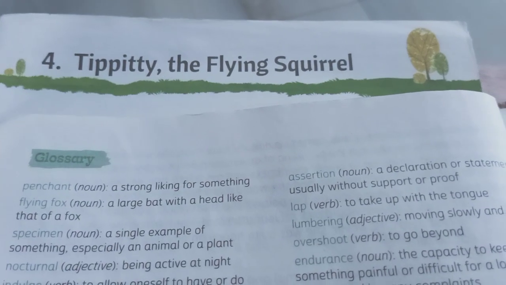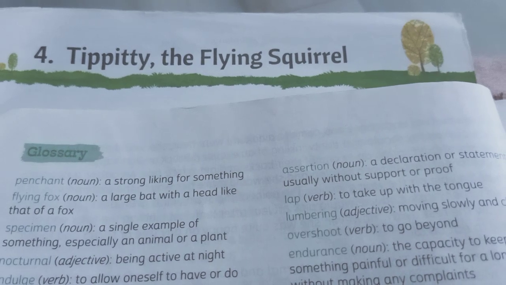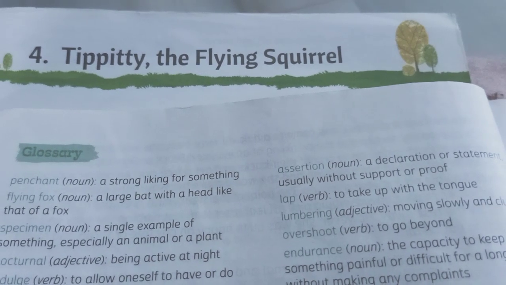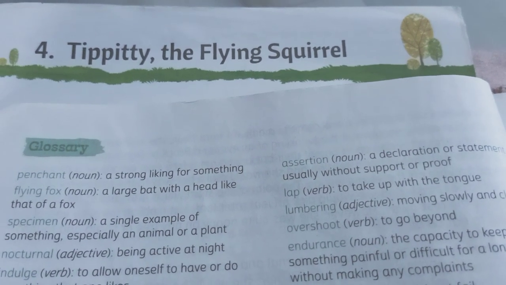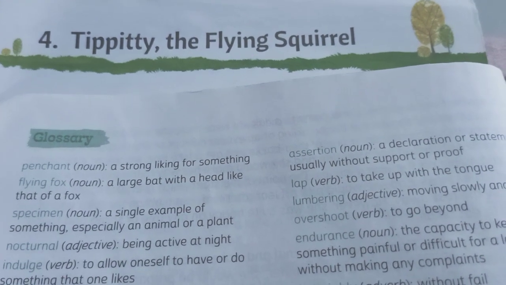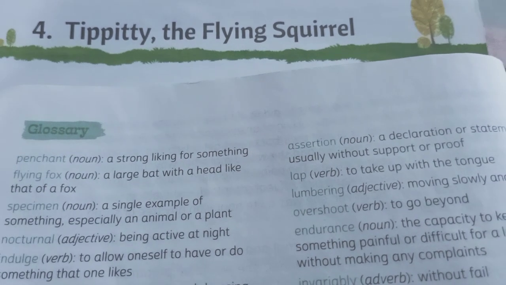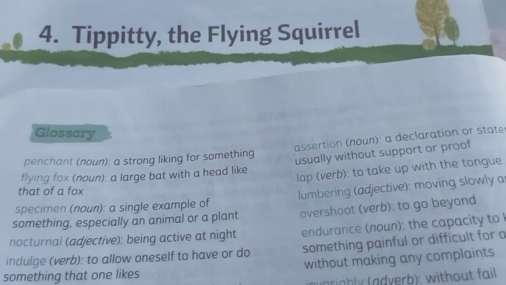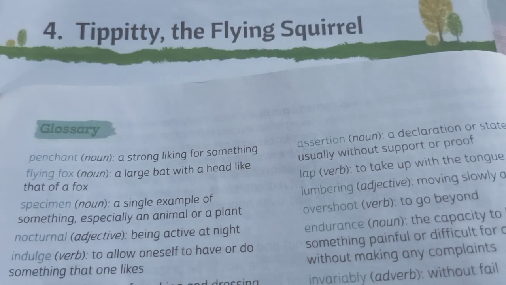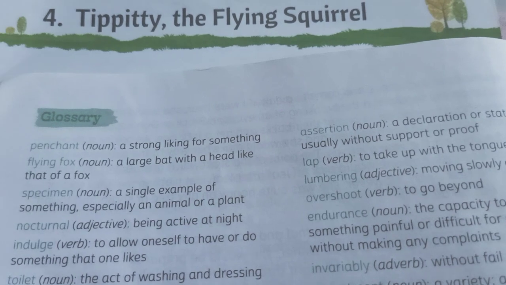Hello student, this video is related to the English literature chapter 4 part 1, Tipty the Flying Squirrel. Tipty is the name of the squirrel. Actually, Tipty is not a squirrel, it's just a bat which has a fox head, or a head which just looks like a fox.